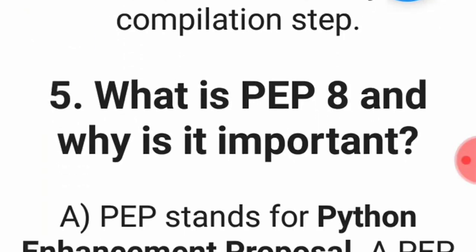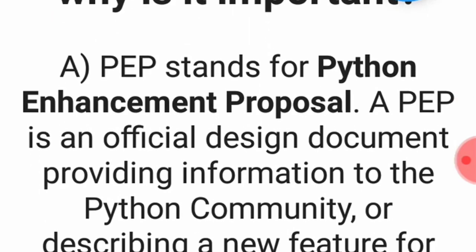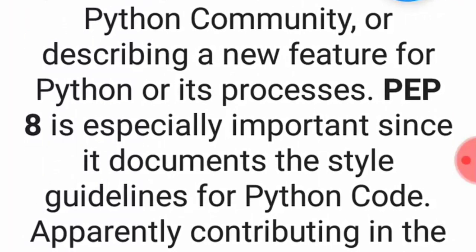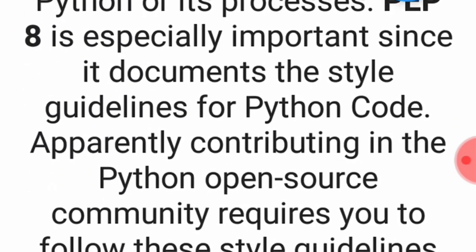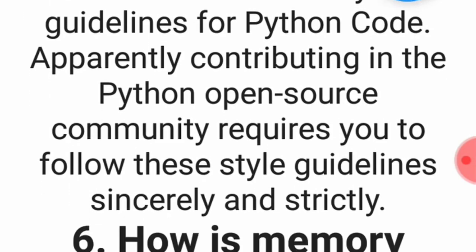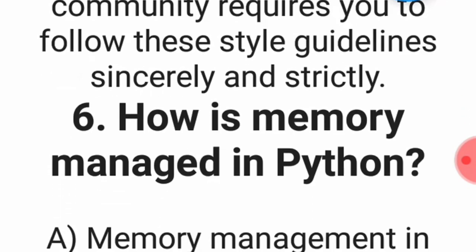5. What is PEP8 and why is it important? PEP stands for Python Enhancement Proposal. A PEP is an official design document providing information to the Python community or describing a new feature for Python or its processes. PEP8 is especially important since it documents the style guidelines for Python code. Apparently, contributing to the Python open source community requires you to follow these style guidelines sincerely and strictly.